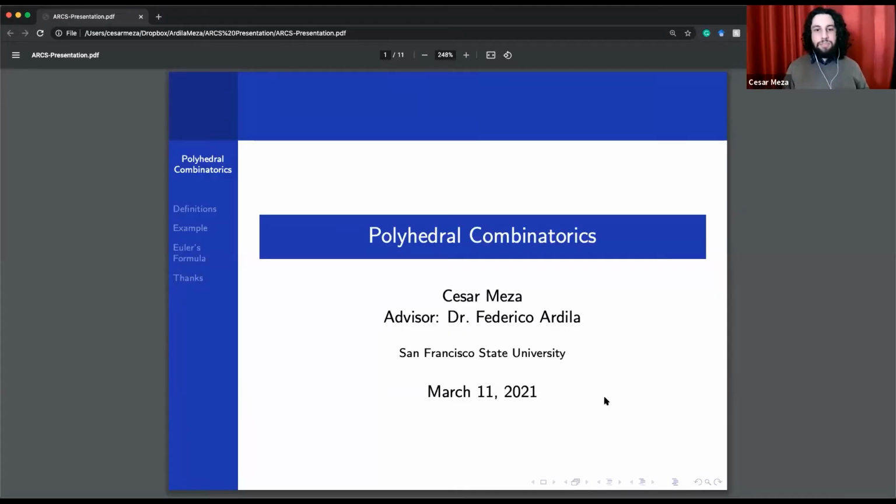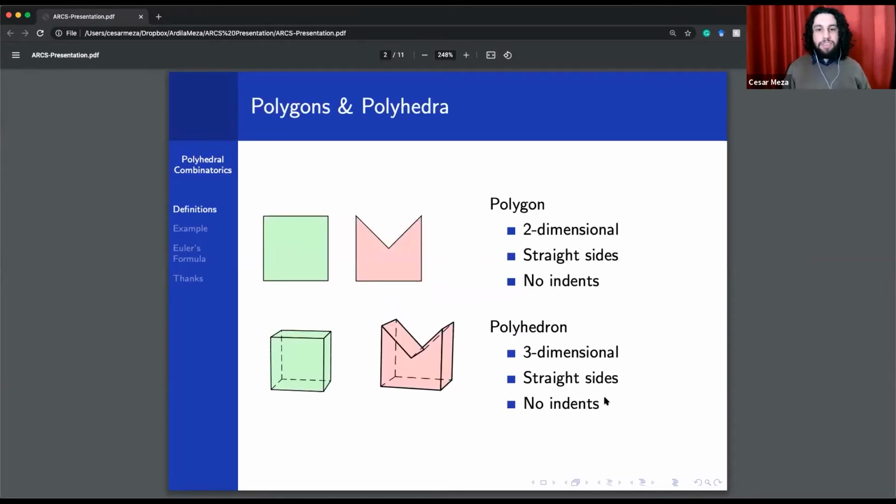My research is in an area of mathematics called polyhedral combinatorics, and in particular, I study objects called polyhedra. First, let's define a polygon. A polygon is a two-dimensional object with straight sides and no indents. The green square is an example of a polygon, but the red object to the right is not because of the indent at the top.